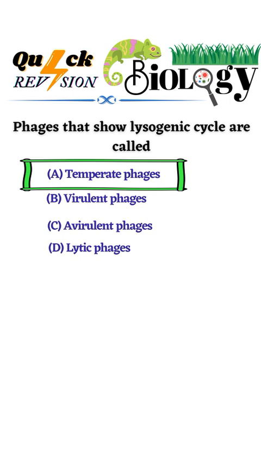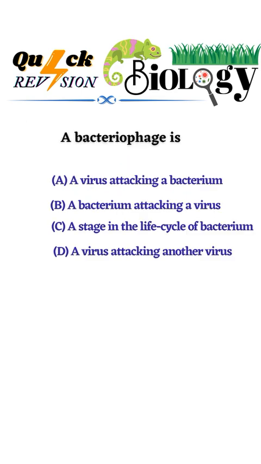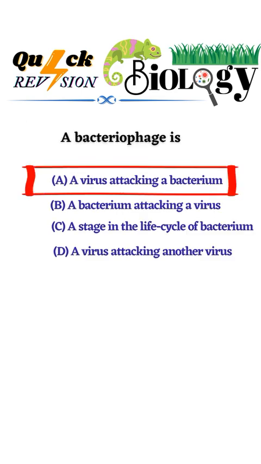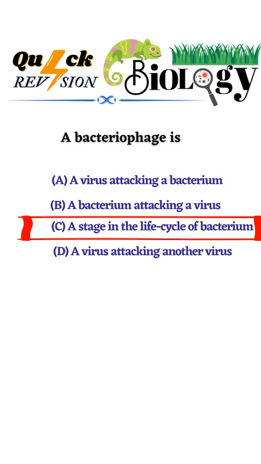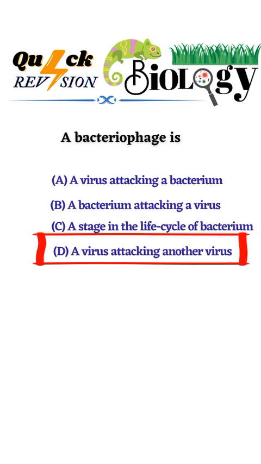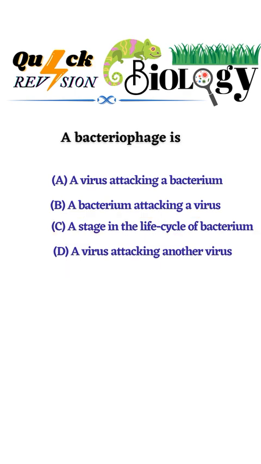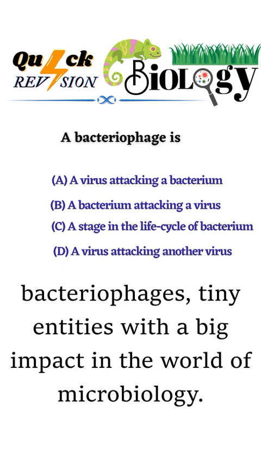After revealing this question, we move towards our next question. Next is, a bacteriophage is A. A virus attacking a bacterium. B. A bacterium attacking a virus. C. A stage in the life cycle of bacterium. D. A virus attacking another virus. Bacteriophages, tiny entities with a big impact in the world of microbiology.